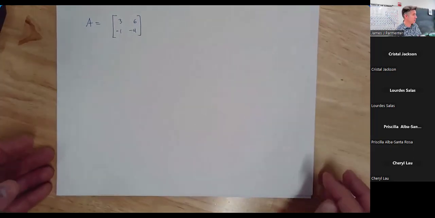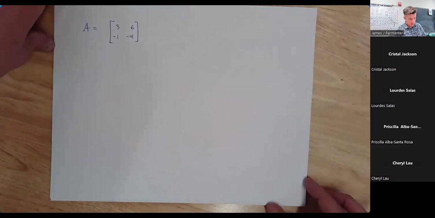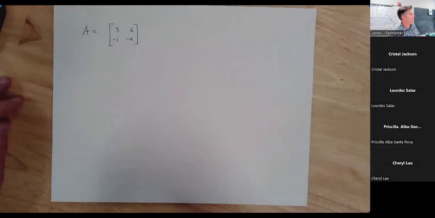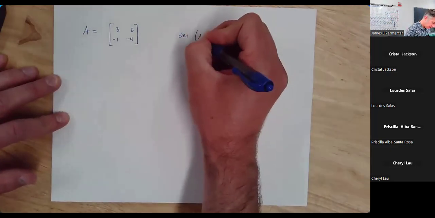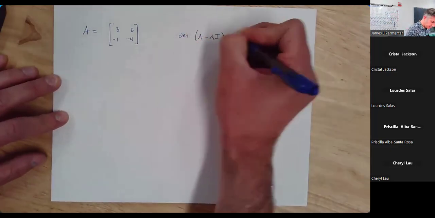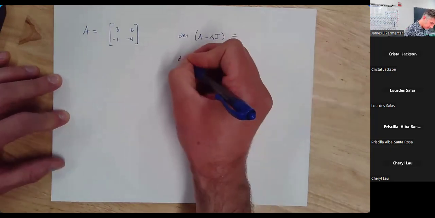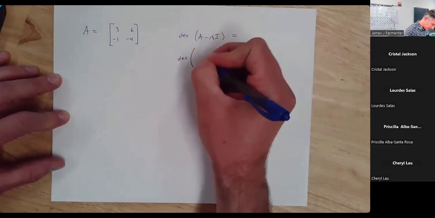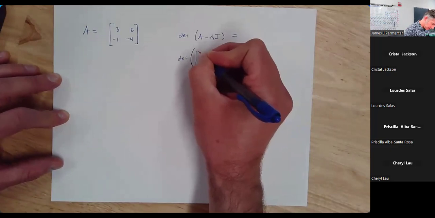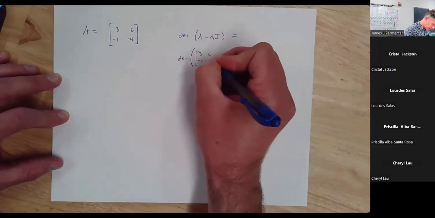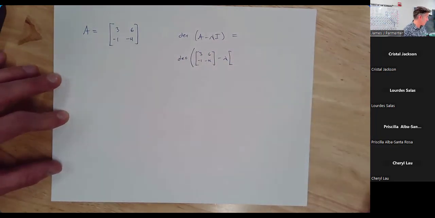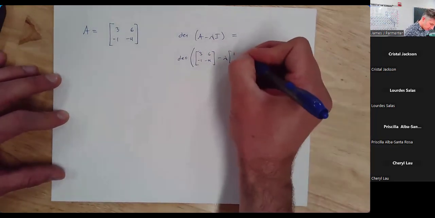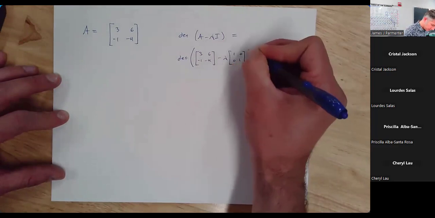So we're going to take the determinant of A minus lambda I. I don't want you to write out the long way, but I'm going to write it out the long way once. So here's my determinant of A minus lambda times I, which is going to be the determinant of, okay, here's the long way, A: 3, 6, -1, -4, minus lambda times the appropriately sized identity matrix, which is the 2 by 2 identity matrix, 1, 0, 0, 1.